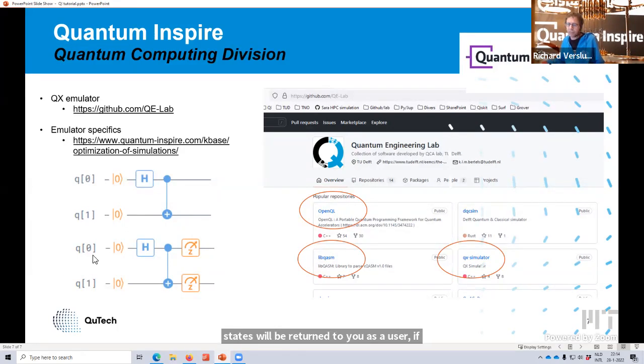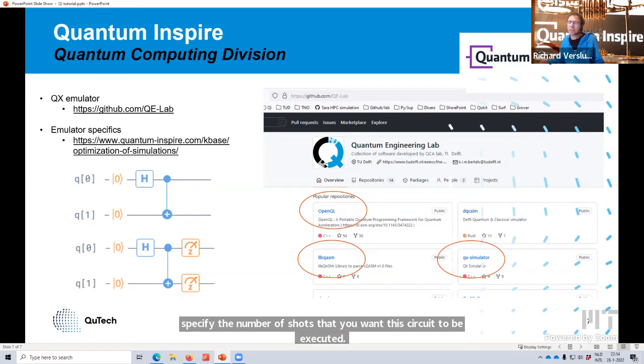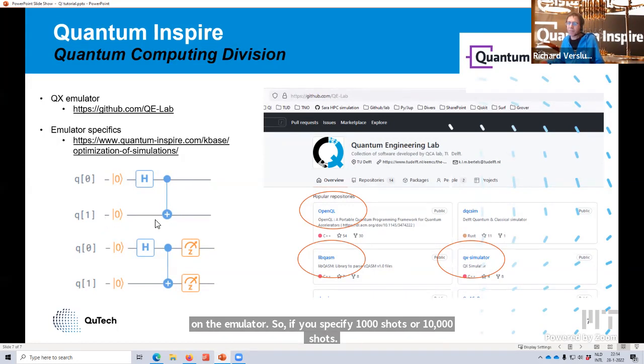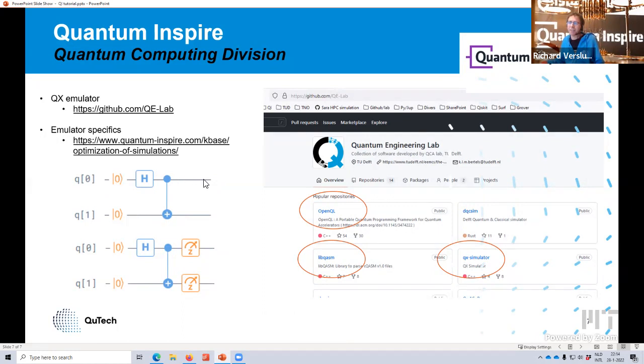If you do specify a measure statement at the end, like here where we add a measure Z at the end, then just like here, you have to specify the number of shots that you want this circuit to be executed. But these number of shots will actually be executed on the emulator. So if you specify 1,000 shots or 10,000 shots, the execution of your algorithm will last 1,000 times or 10,000 times longer than when you don't add a measure statement at the end.